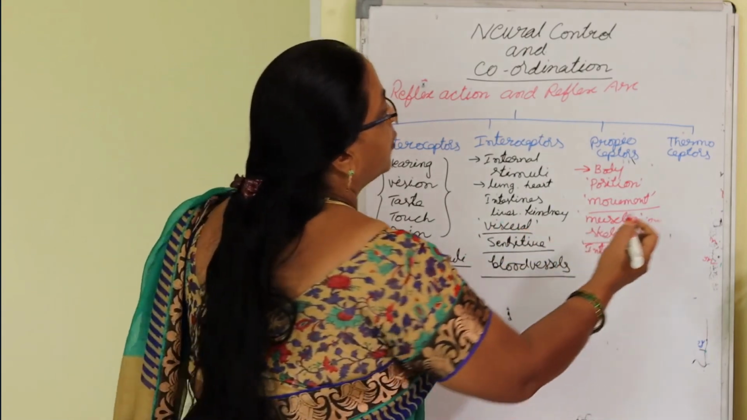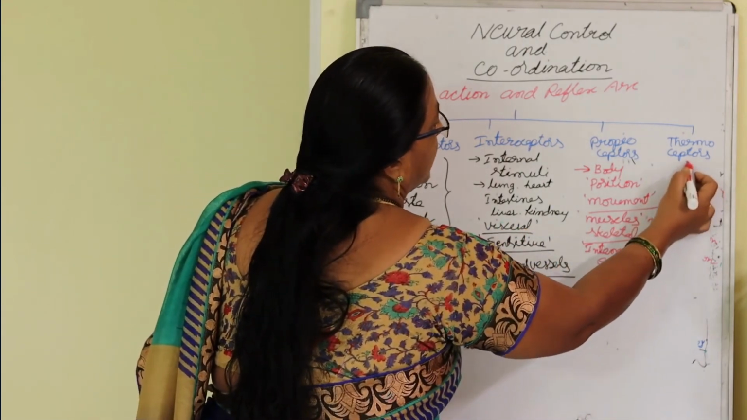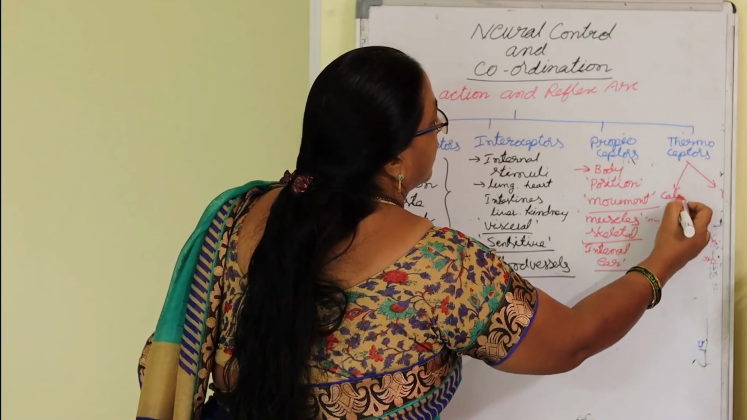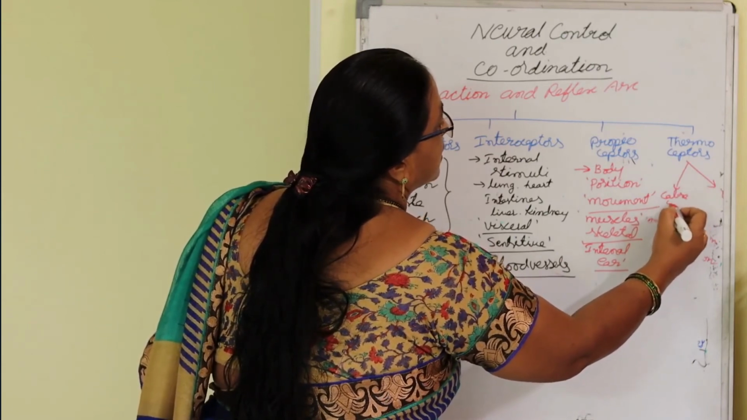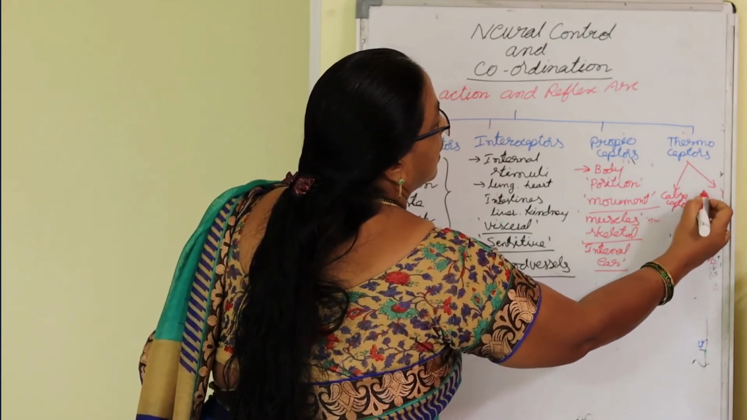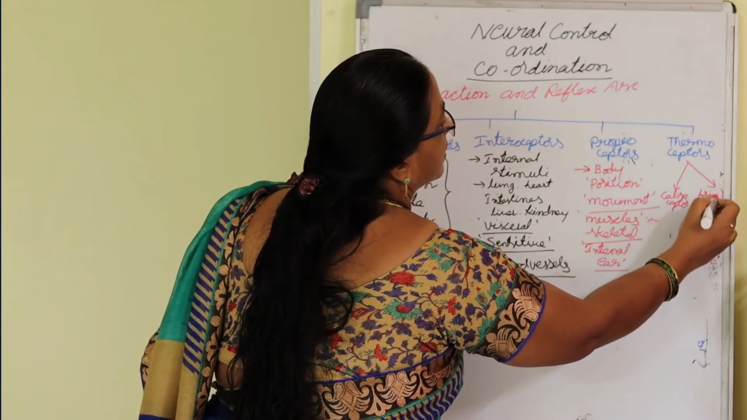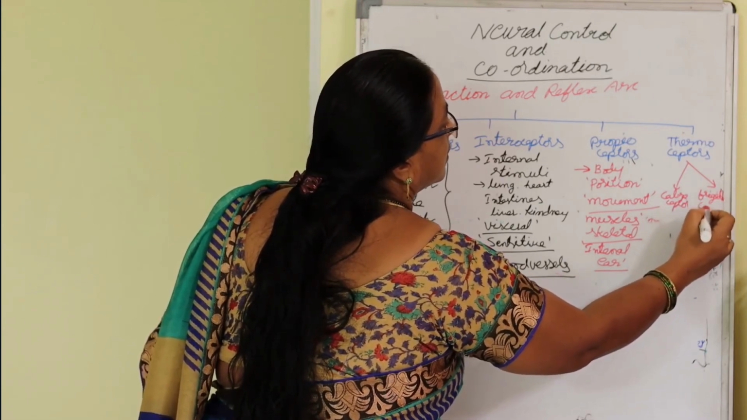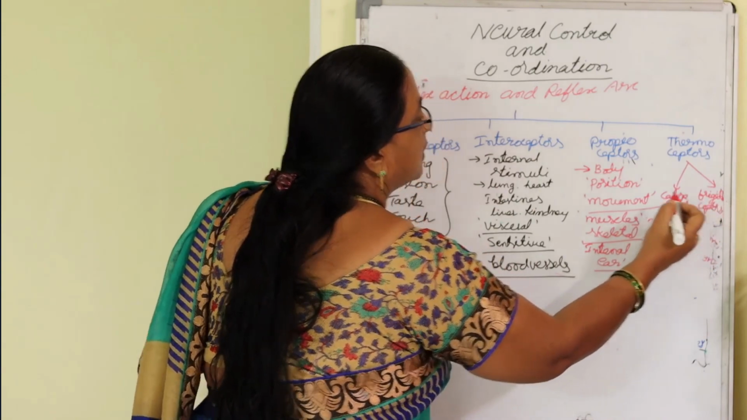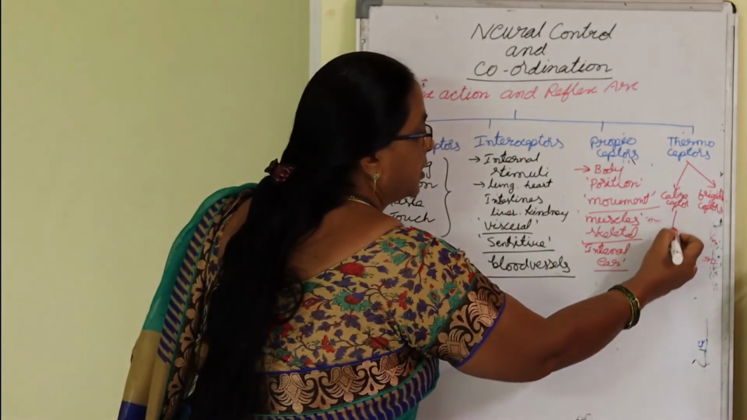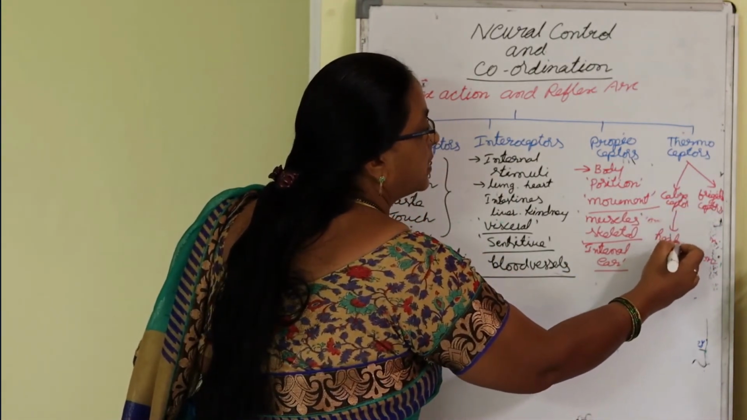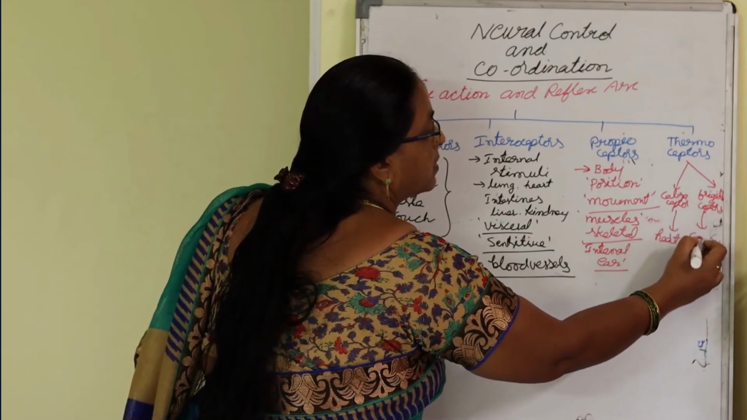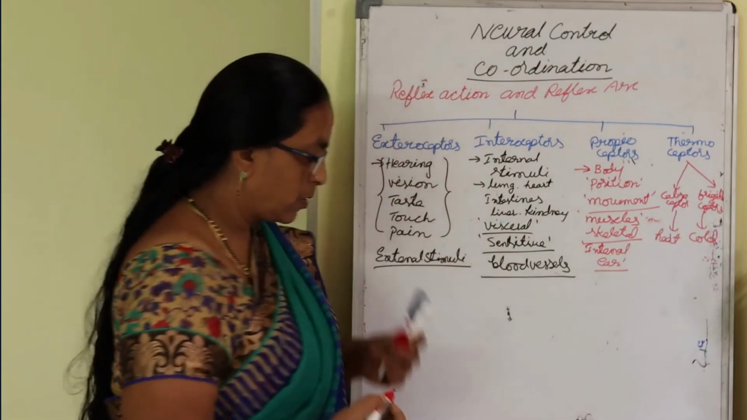And thermoreceptors: one is caloreceptors, the other frigidoreceptors. Caloreceptors are responsible for heat, and frigidoreceptors are responsible for cold.